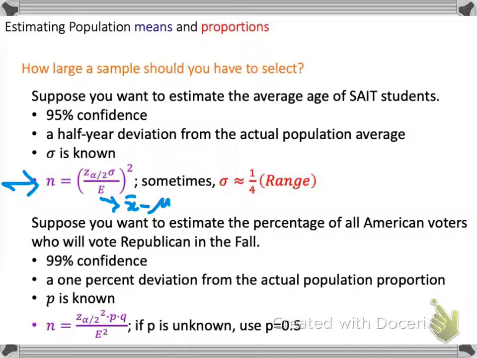Many times, sometimes you are given the range in the question. You can estimate and say that your standard deviation for the population is approximately a quarter of the range, if that's what you are provided.